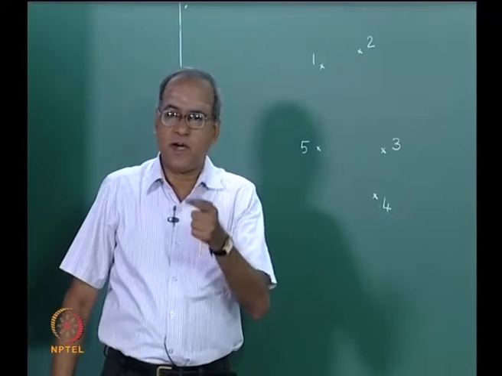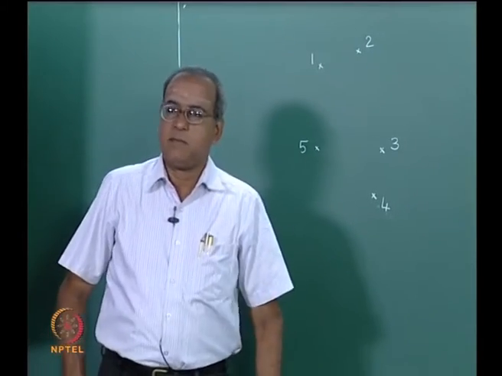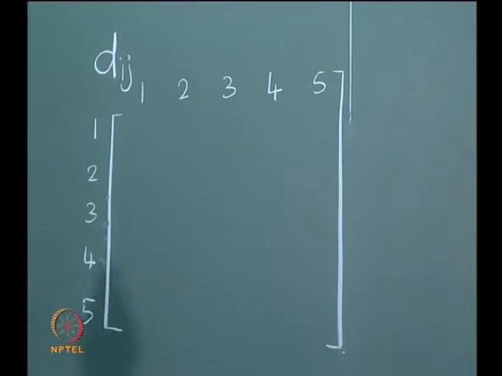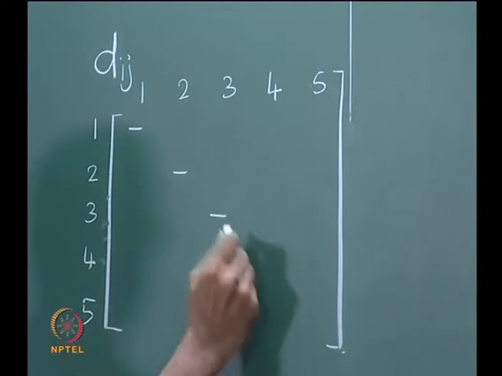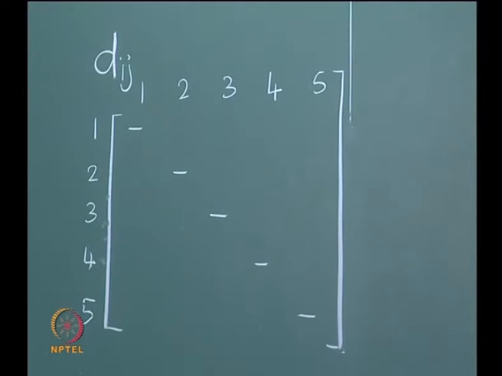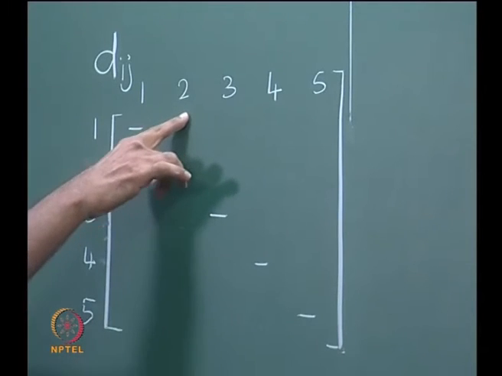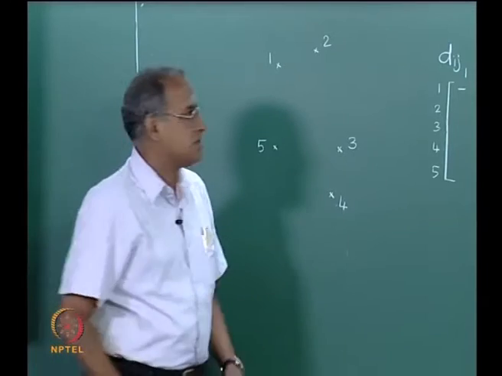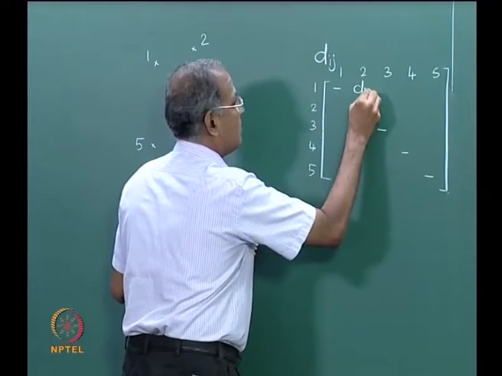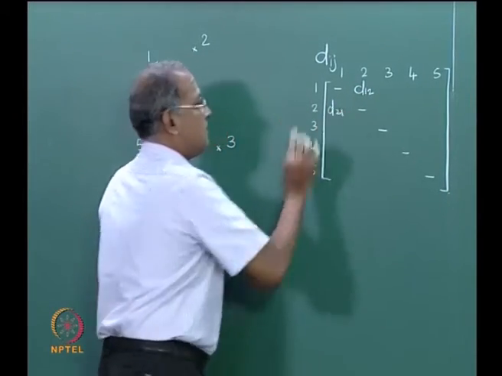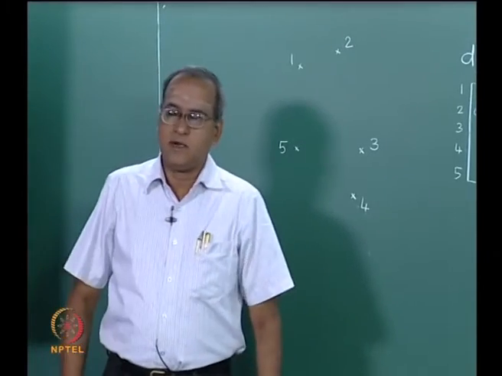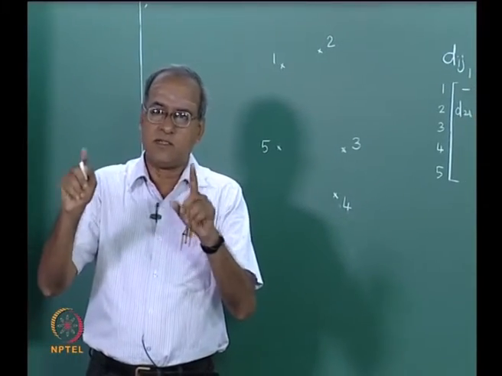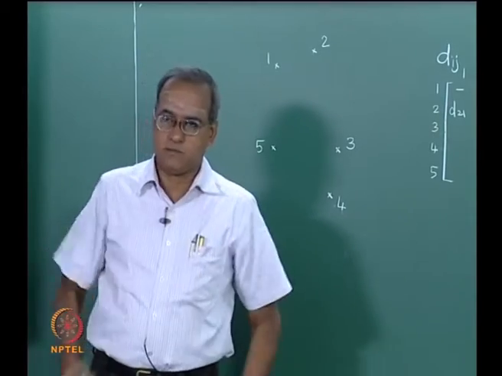Now distance between a point and itself is 0, but we do not consider it as 0. Let us say we put a dash, saying that we are not interested in finding the distance between a point and itself, we are interested in finding distance between the points. So this will be D12, this will be D21, which is equal to D12. Distance between points 1 and 2 is the same as the distance between points 2 and 1.